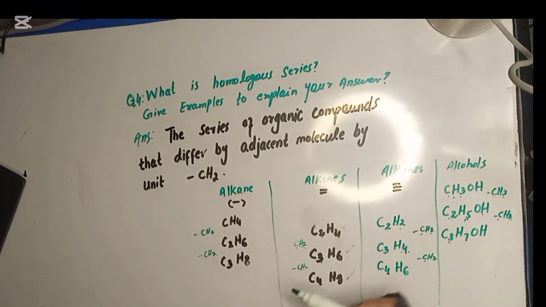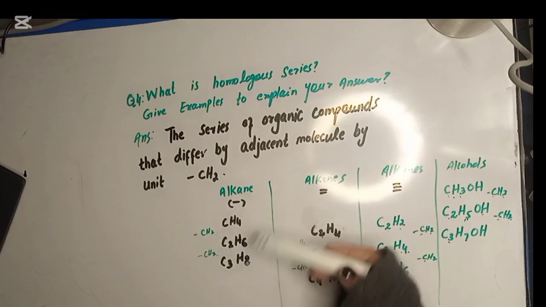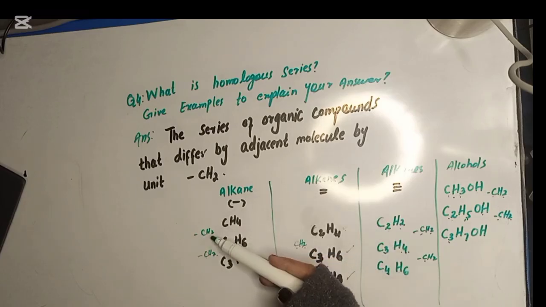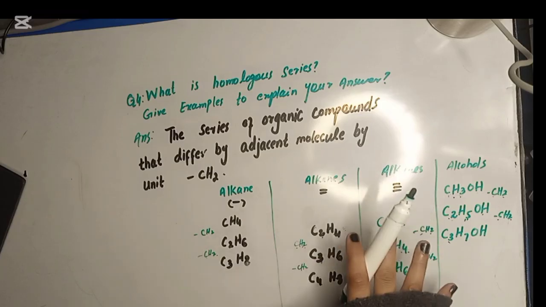In all the compounds in the same homologous series, for example alkene, the next member differs only by the unit of CH2. This is all about the introduction to homologous series.